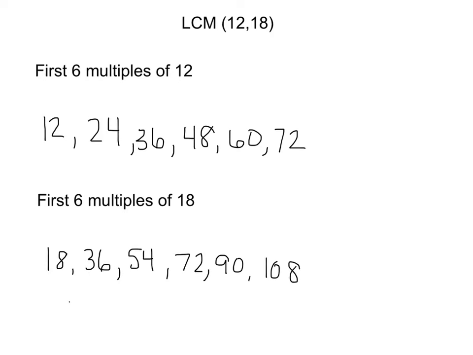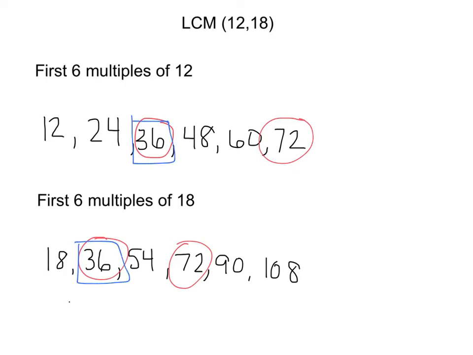Now we're going to circle the multiples that appear on both sides. So 36 on 12, 36 on 18, 72 on 12, and 72 on 18. Now we're going to put a square around the least of these common multiples, and that would be 36. So 36 is the LCM, or least common multiple, of 12 and 18.